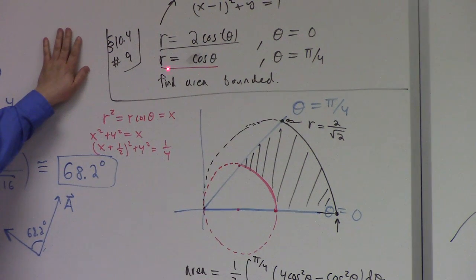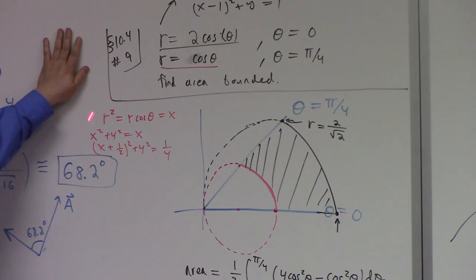Let's see here. Cosine theta. This one, if you multiply by r, you get r squared equals r cosine theta, right? Which is x squared plus y squared equals x. You complete the square, you've got x minus 1/2 quantity squared plus y squared equals 1/4. That's this red circle, which is centered at 1/2 and has radius 1/2.